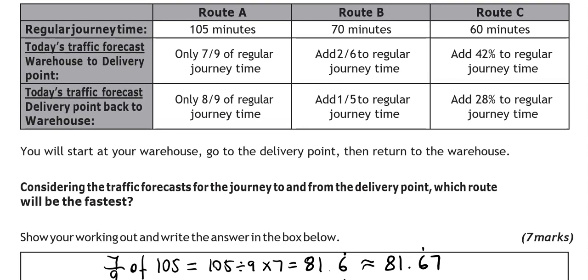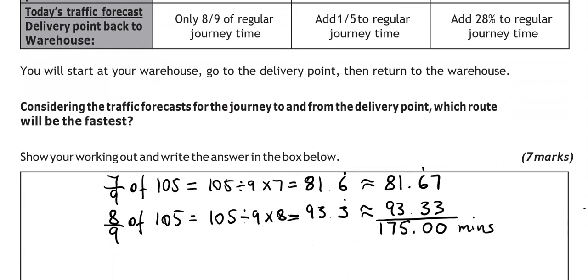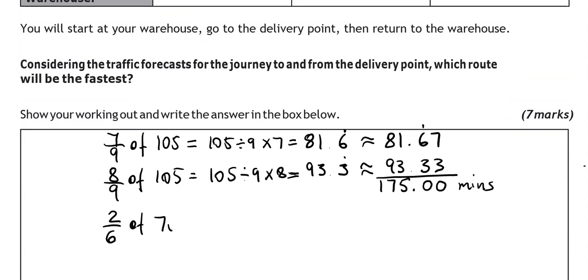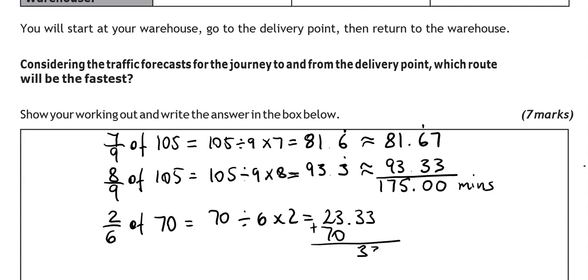For route B, that is 70 minutes normally, so add 2/6 to regular journey time. So we're going to do 2/6 of 70. Divided by 6 times 2, which is about 23.33. We need to add to this the 70 minutes as well, because it says in addition to that. So we get 93.33 minutes.